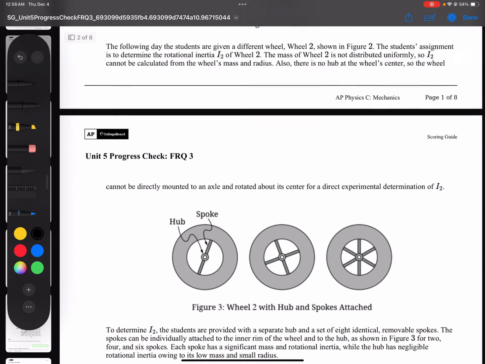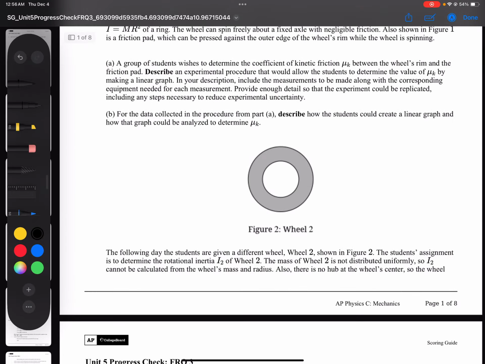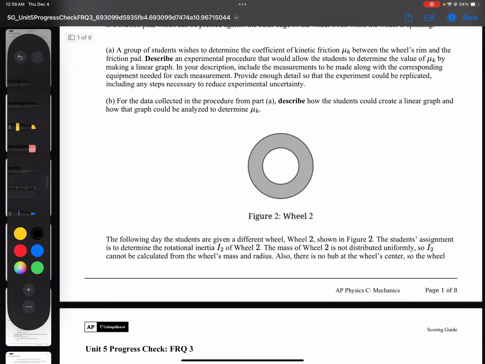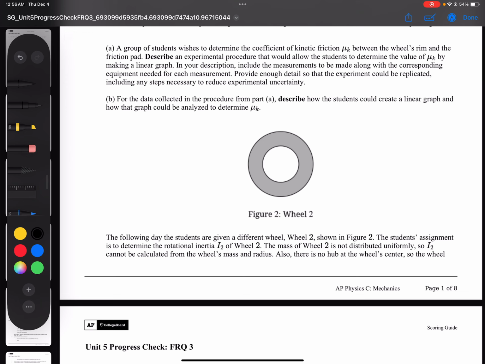So now what we're going to do is look at how the students can create a linear graph and how that graph can be analyzed to determine mu sub k. This one is going to be a bit tedious. I could go over all the possibilities, but in the interest of time, I think this one makes the most sense. So what you would want to do is measure the normal force acting on the wheel, okay? Or you can measure the time it takes for the wheel to stop.